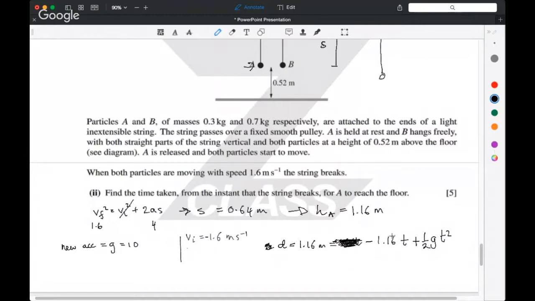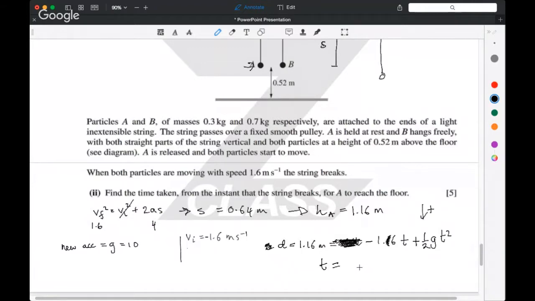Wait, this is not 1.16, it's 1.6, because that's the velocity. And here the acceleration is positive because I'm treating downwards as the positive direction, but you can do it the other way. And if you just solve this for t, you get two solutions, of course, because it's quadratic, but one of them will be negative.